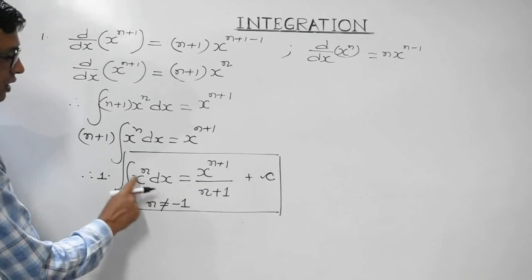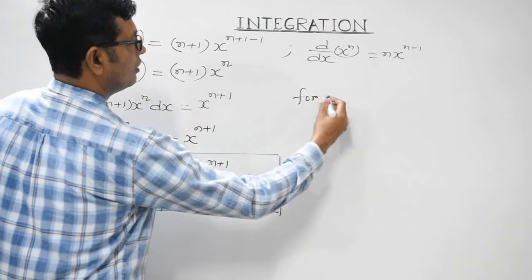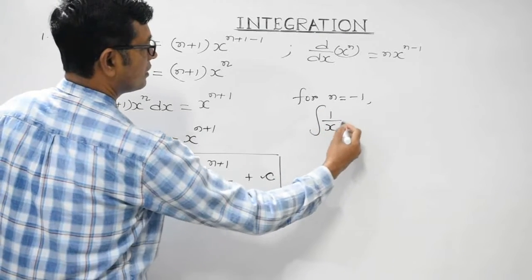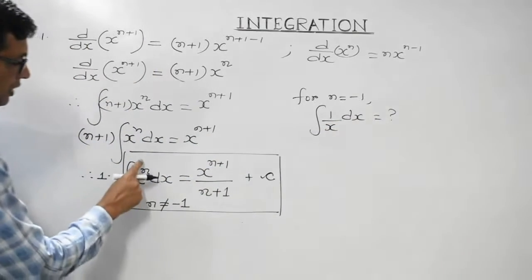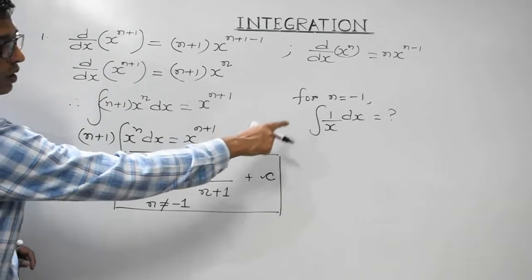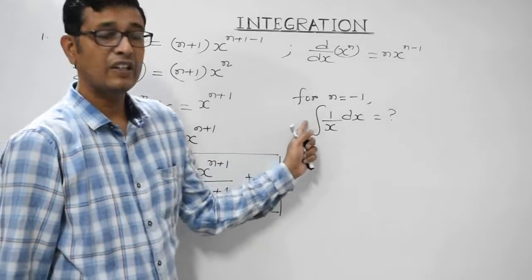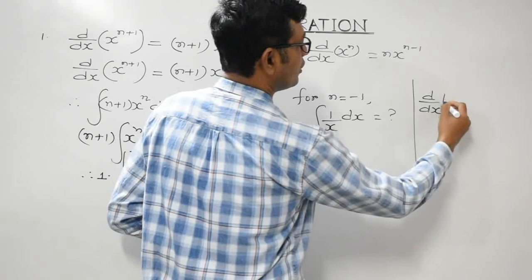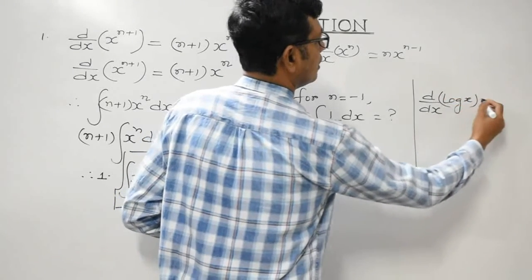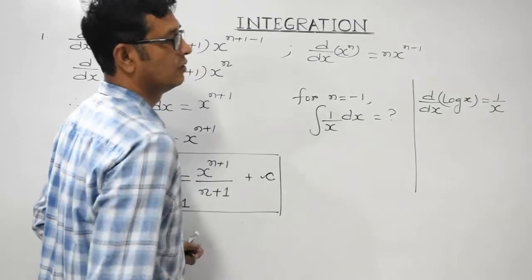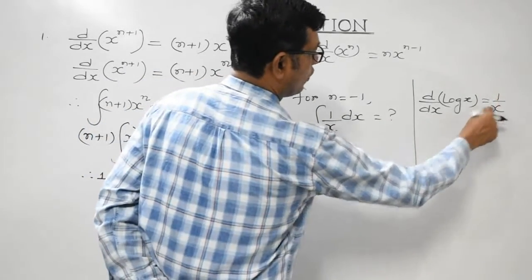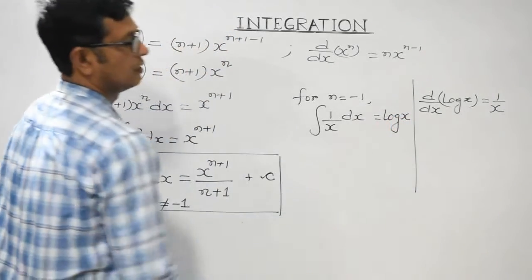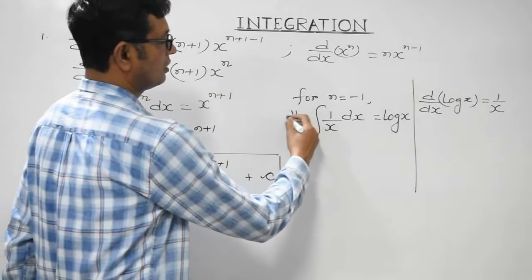For n equals minus 1, look over here. What we get is 1 by x dx. Isn't it? It would be x to the power minus 1, which can be written as 1 by x dx. And it has a different formula. How? I'll tell you. We are aware of this formula: differentiation of log x is equal to 1 by x. I'm talking about the natural log, right? Therefore, integration of 1 by x dx will be equal to log x. Understood, students? This is another formula.